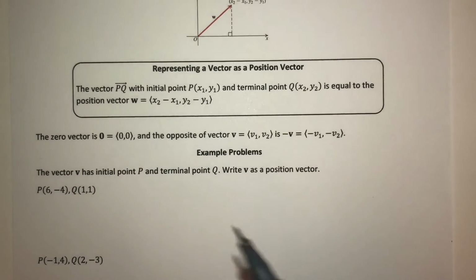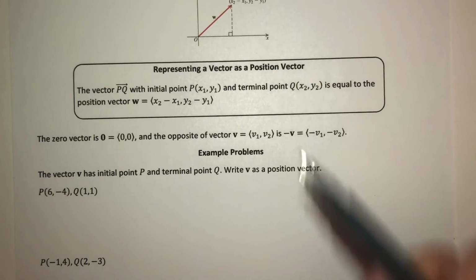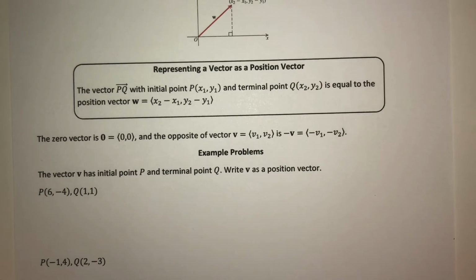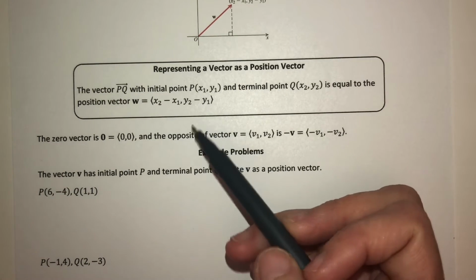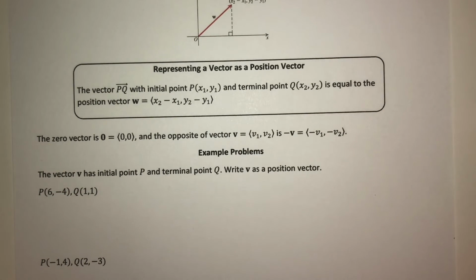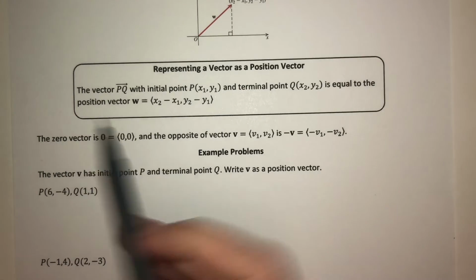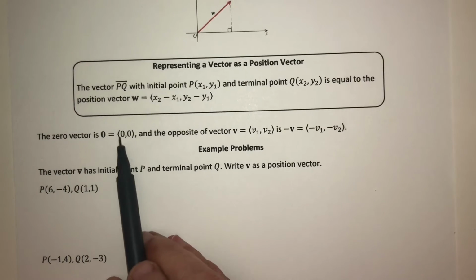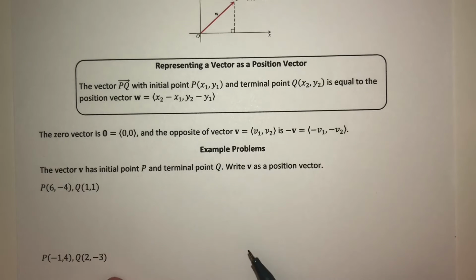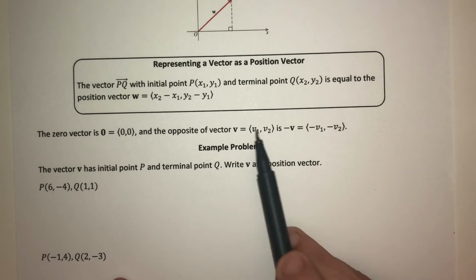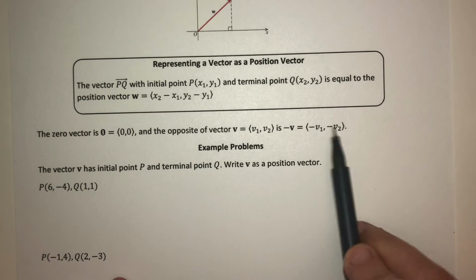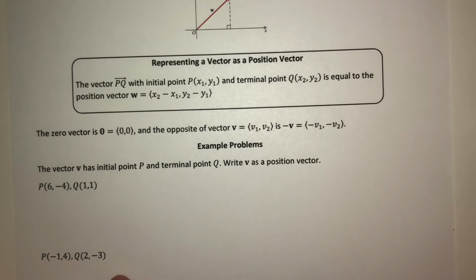And it is important. This is not a line, which we dealt with earlier in the course, where it didn't matter which order you did it in. Because these have a direction, it is important that you do the terminal minus the initial. Otherwise, you're going to have things pointing in the wrong direction. Okay? We write the 0 vector with the two components 0, 0. And to write the opposite of a vector v, which is v1, v2, each of your two components becomes the opposite of what they were.